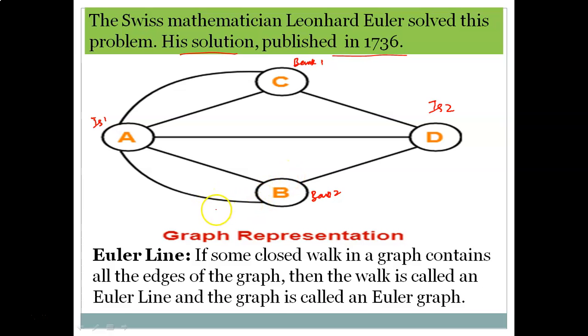So that is how this problem was represented as a graph where A, B, C, D are the vertices of the graph, and these are the edges. 2 parallel edges here, 2 parallel edges here, and these are the single edges between these vertices. Then Euler gave some definitions. If a closed walk in a graph contains all the edges of the graph, then the walk is called an Euler line, and the graph is called an Euler graph.